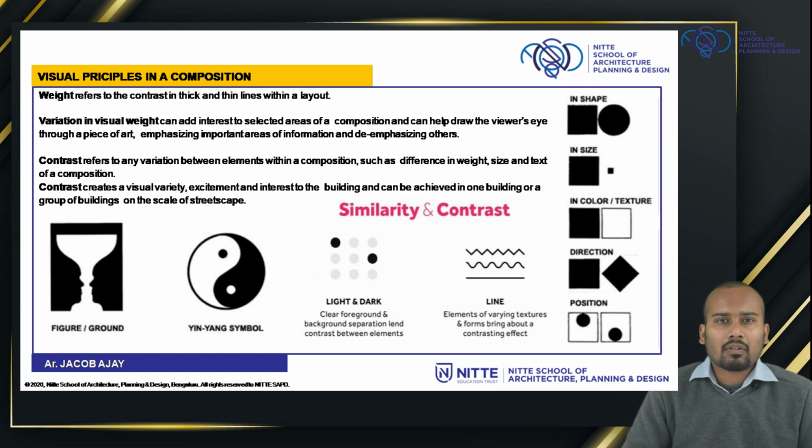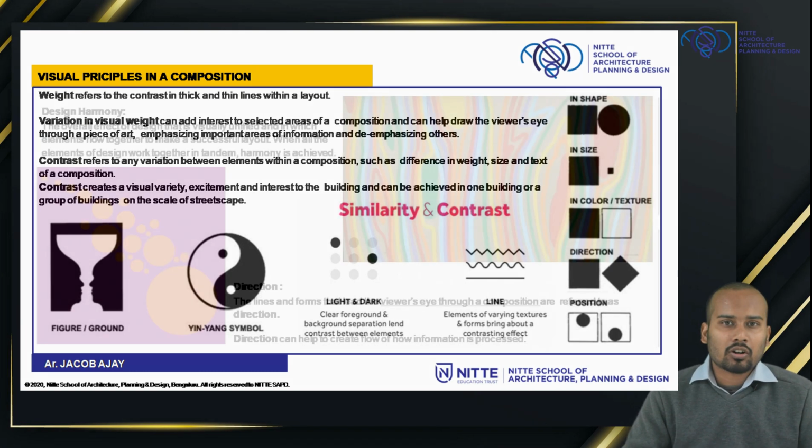It can also have a difference in its weight, size, or any colors, etc. So one of the best examples we can observe here is black and white, which are contrast to each other, and another example is the yin yang symbol, which is a Chinese symbol. So you can just see how it is differentiated there. So this is the best example for contrast.